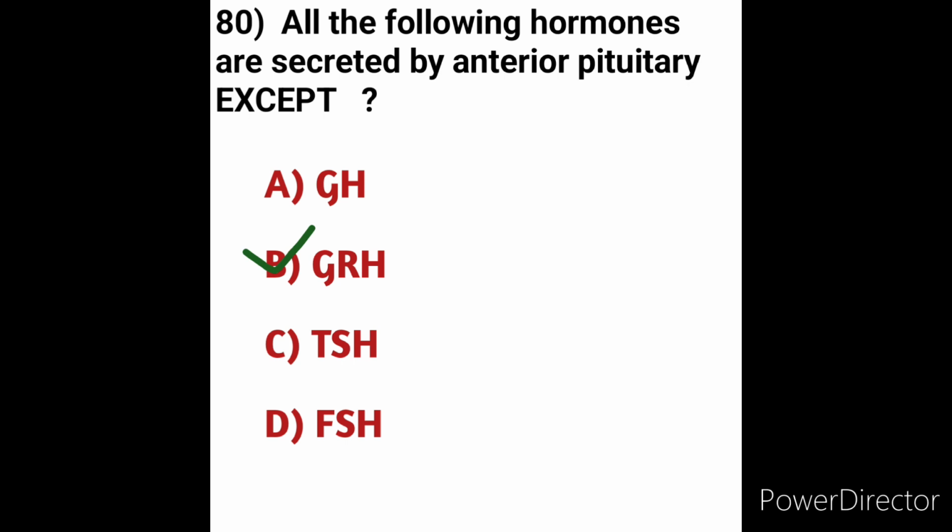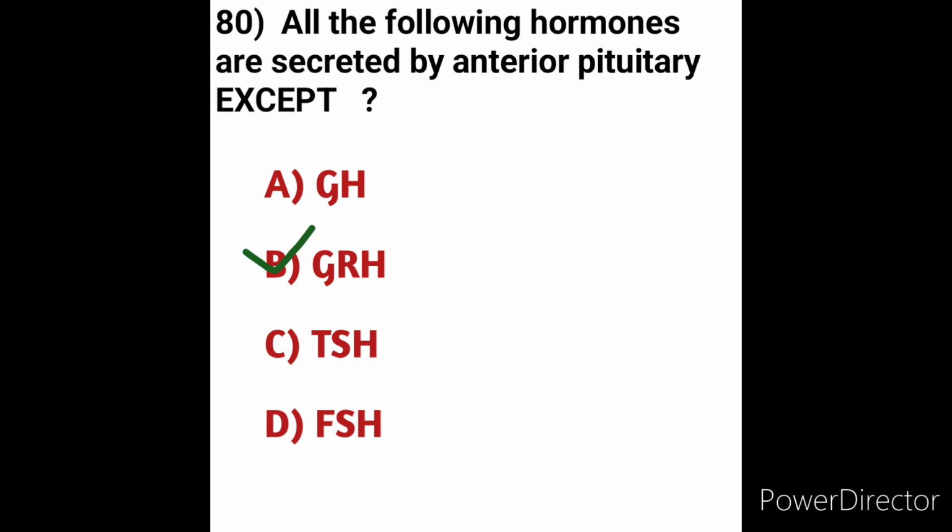We will see about the anterior pituitary gland. The anterior pituitary gland is also called the master gland. It secretes 7 hormones: growth hormone, thyroid stimulating hormone, follicle stimulating hormone, luteinizing hormone, prolactin, adrenocorticotropic hormone, and also melanocyte stimulating hormone. So here option B is the exception: GnRH or GRH, gonadotropin releasing hormone, is not an anterior pituitary hormone.